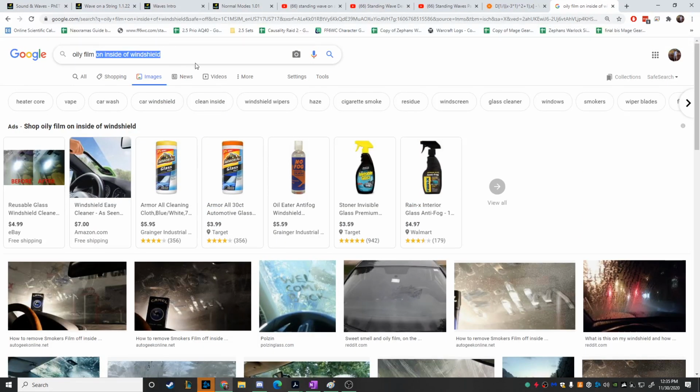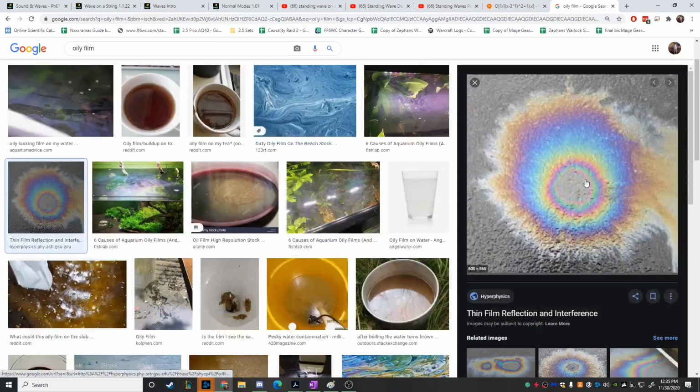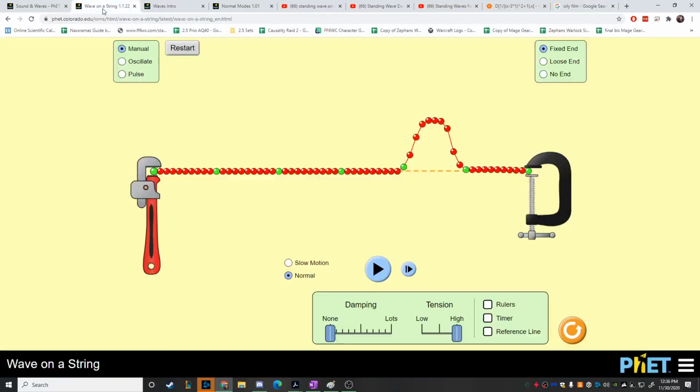Oily film. I think that's what I want to search for. Have you all ever seen this kind of thing? You look at oil on the ground and there are all of these colors, right? Color of light is related to the frequency or wavelength of light. And it turns out that this effect that happens right here is exactly the same as what's going on here.